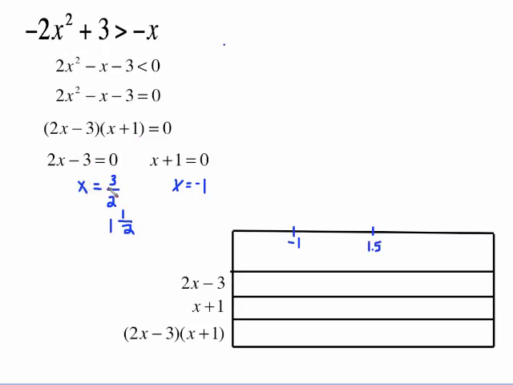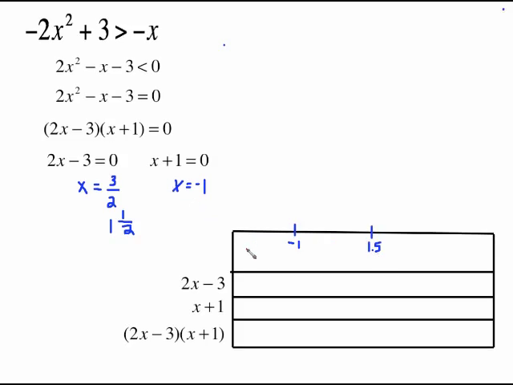This gives me x equals 3 halves because I'll add 3 to both sides and then divide by 2. But because we're putting this on a number line, I'd rather think of it as a mixed number. And then on the number line, I wrote it as a decimal. Let's choose our test points. Something to the left of negative 1 would be like negative 2. Plug negative 2 in here. 2 times negative 2 is negative 4. Minus 3 is negative 7, so that's a negative. Negative 2 plus 1 is negative 1, which is a negative. A negative times a negative is a positive.